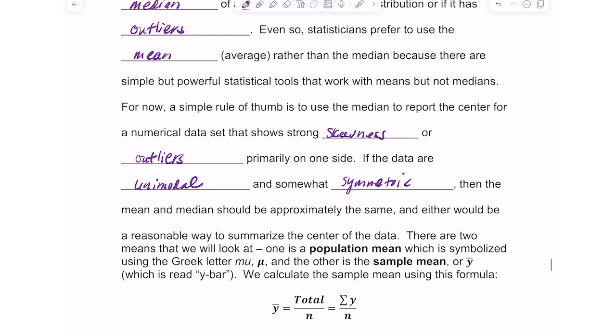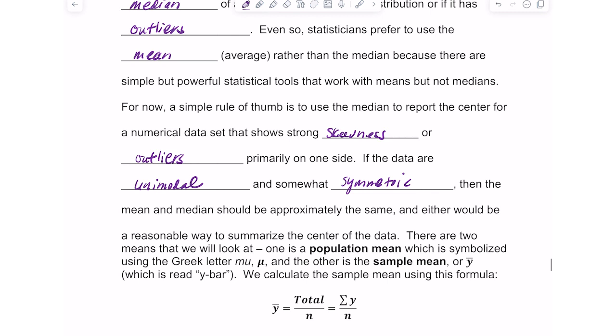There are two means that we're going to look at. One is a population mean, which is symbolized using the Greek letter mu. It looks like a cursive U and an M, kind of. And then the other is the sample mean, or it's a Y with a bar over it. And you really could use any letter. So X with a bar, X bar, Y bar. Those are the sample mean.